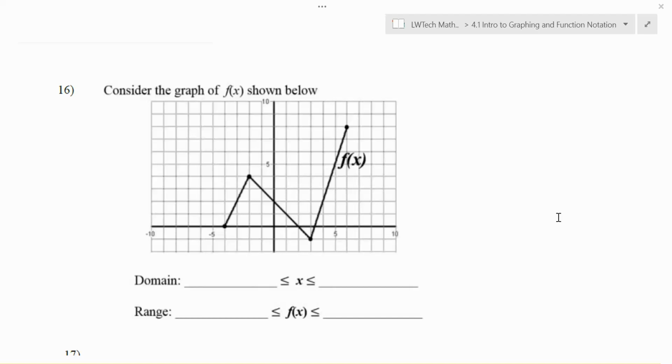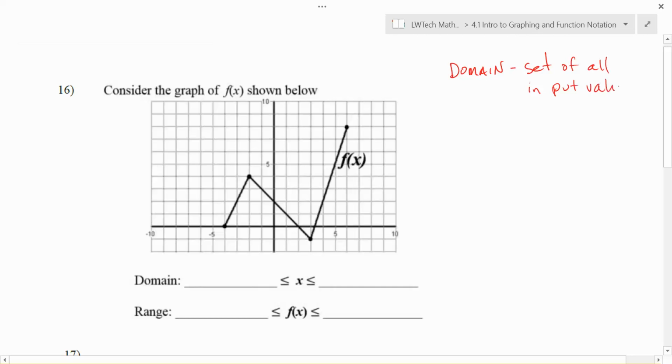Let's recall that the domain of a function is the set of all possible input values and the range of a function is the set of all possible output values. What I'd like to do in this video is show you a little bit about how to identify the domain and the range when you're given the function in the form of a graph.